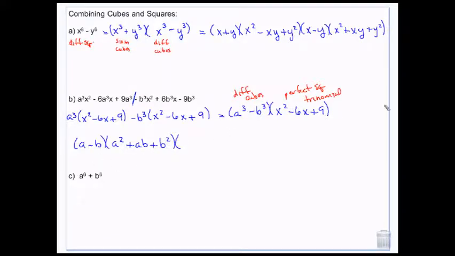And then my perfect square trinomial, square root of 9 is 3. And square root of x squared is x. And that's a minus, so if I do x times 3 times 2, I get 6. So this is going to be x minus 3 squared. And finally, I have a sum of cubes.